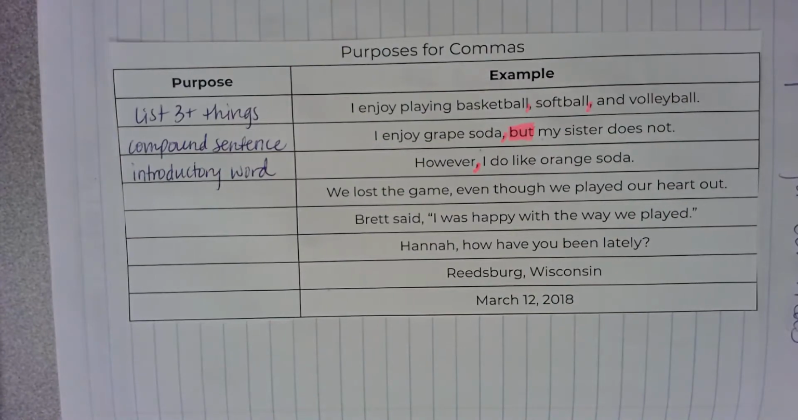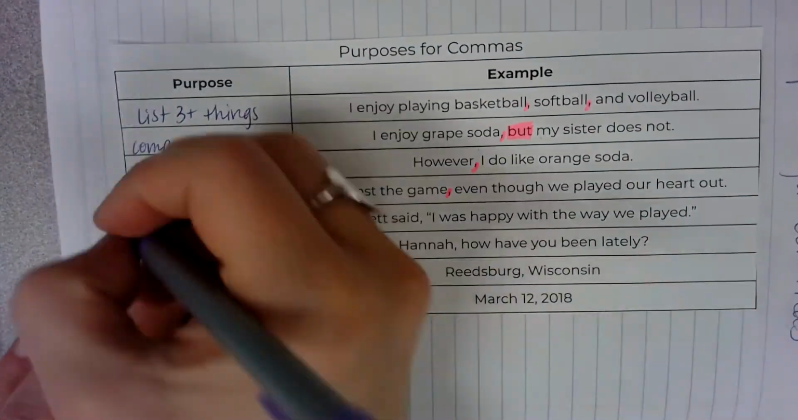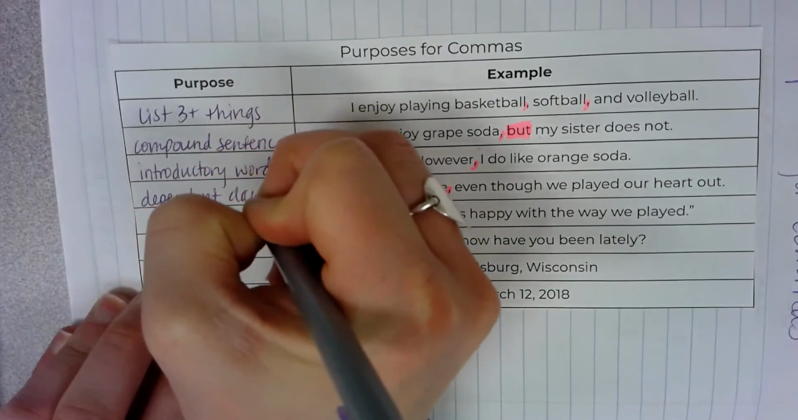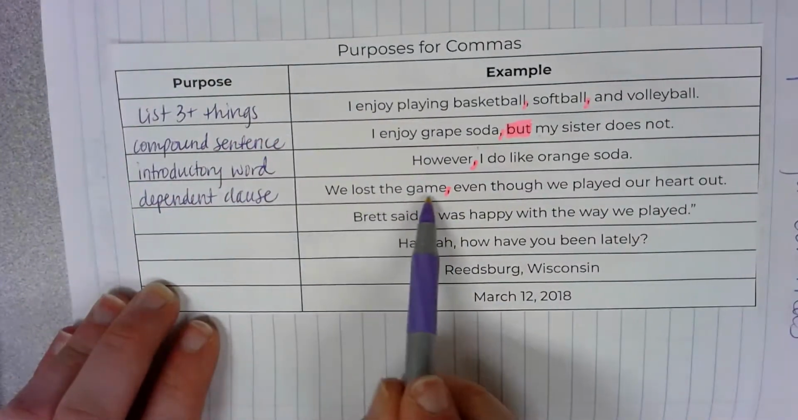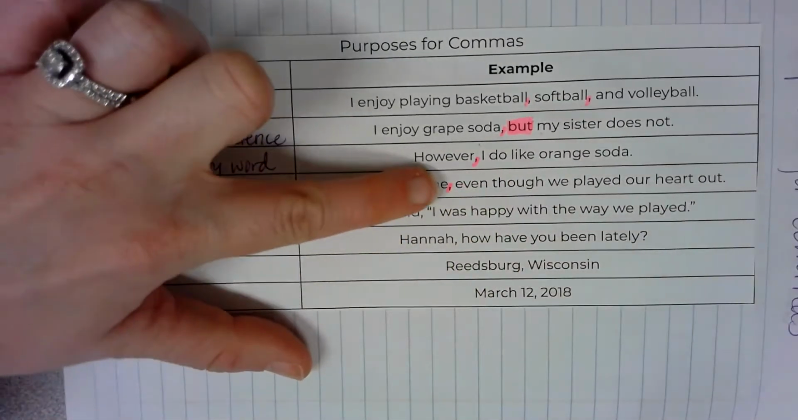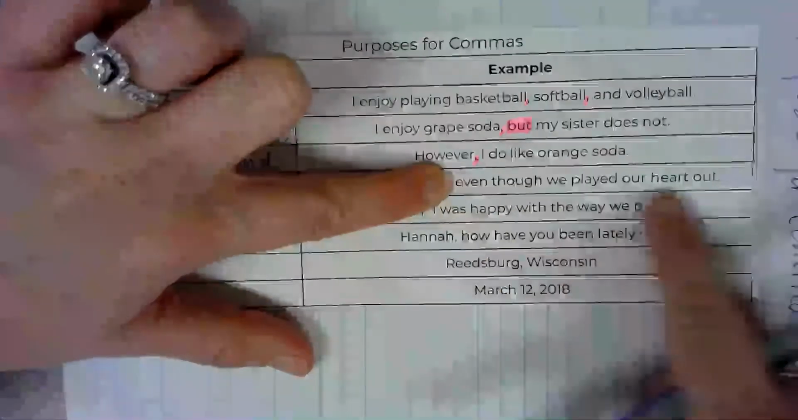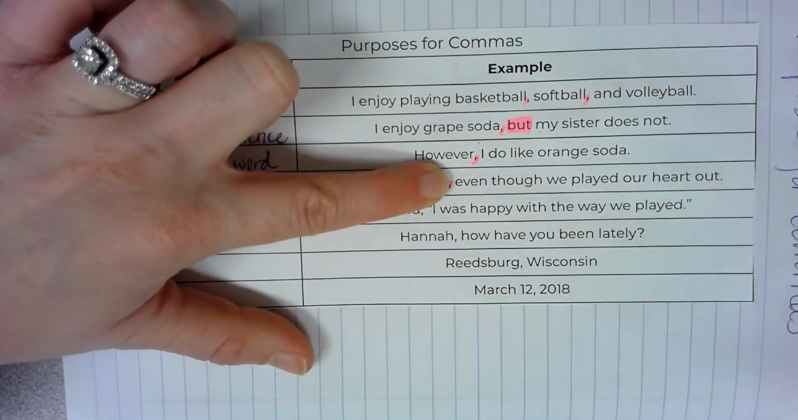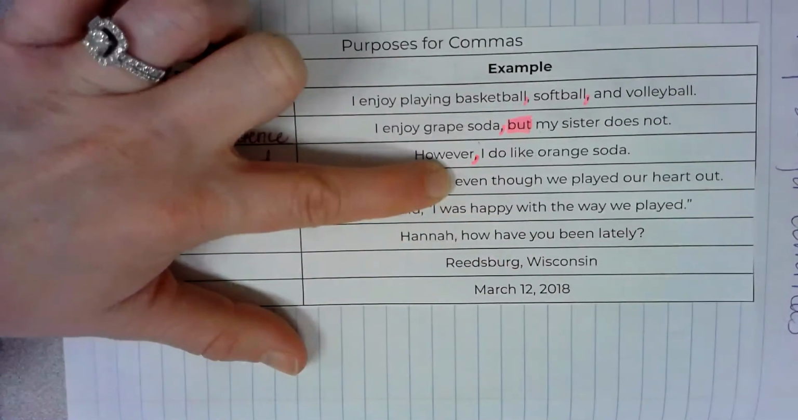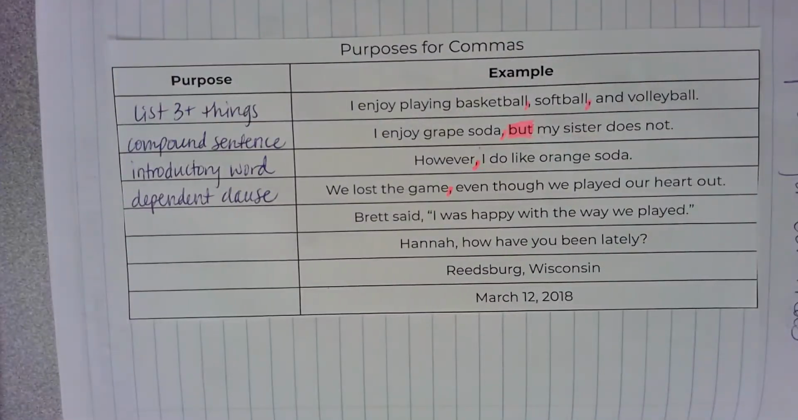Next one, we lost the game, comma, even though we played our heart out. The comma here is attaching a dependent clause to an independent clause. So we have the independent clause here. You could stop. "We lost the game" could be a sentence on its own. If I were to cover up the first part and leave "even though we played our heart out," that isn't a sentence on its own. We can't make sense of this. If I came up to you in the middle of the hallway and said, even though we played our heart out, and I walked away, you would say, so what? Okay? So this is the dependent clause attaching to the independent clause.